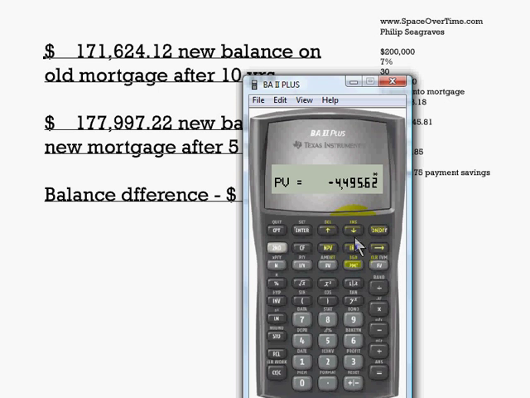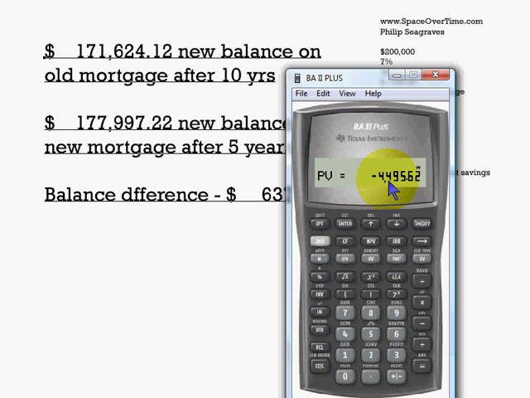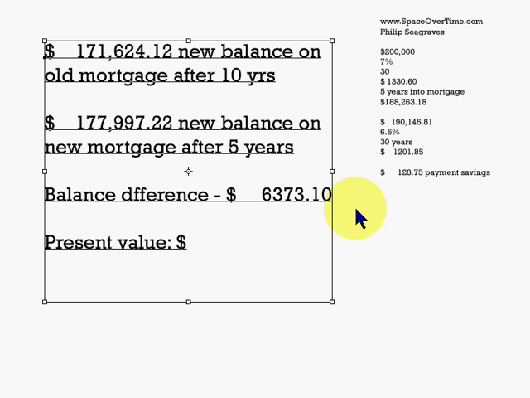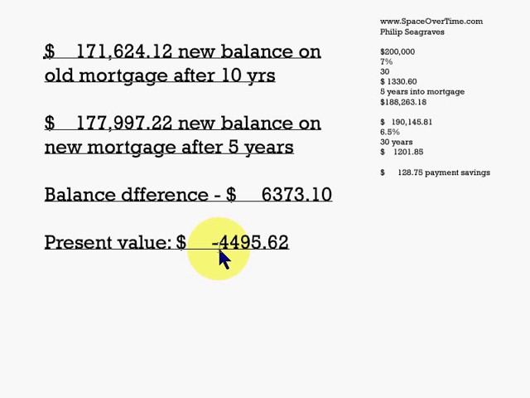So that $6,373 is worth about $4,500, $4,450. So let's copy that. Present value is, and we'll go ahead and take that because we didn't make that future value a negative amount. We'll make that consistent here. So if we're going to pay that $6,373 down the road, that's worth today $4,495.